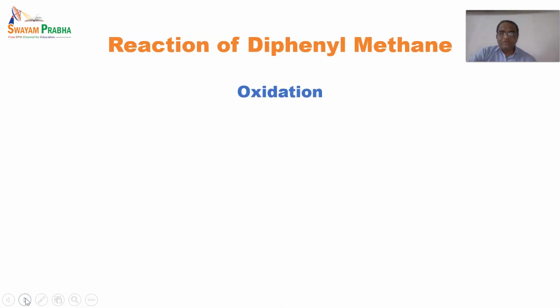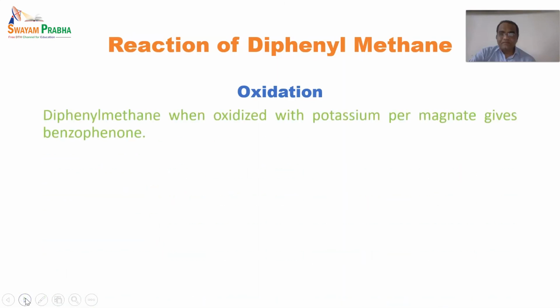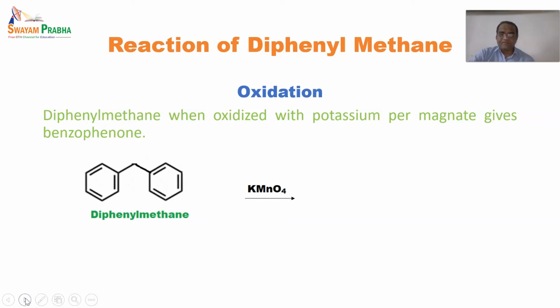Now we'll see oxidation of diphenyl methane. So diphenyl methane when oxidized with potassium permanganate gives benzophenone, as we have seen the reverse reaction in the synthesis of diphenyl methane, that benzophenone after reduction gives diphenyl methane, and when diphenyl methane is oxidized, it forms benzophenone. So this oxidation is carried out in presence of an oxidizing agent, that is KMnO4, and now it forms benzophenone.